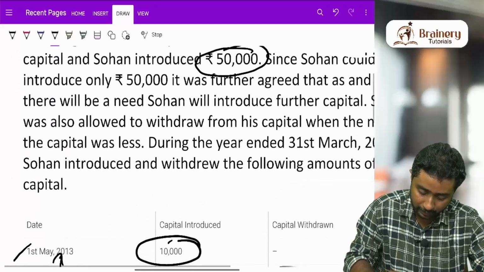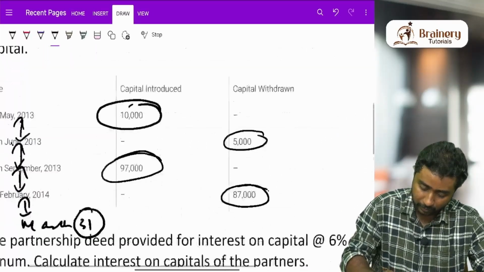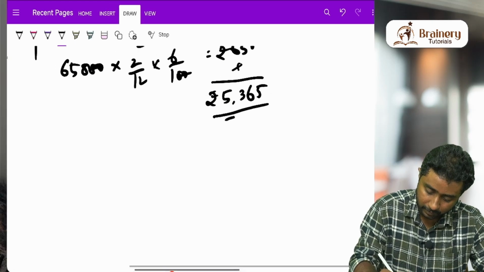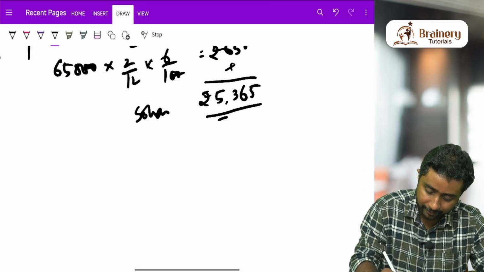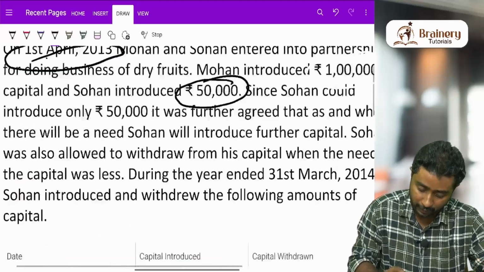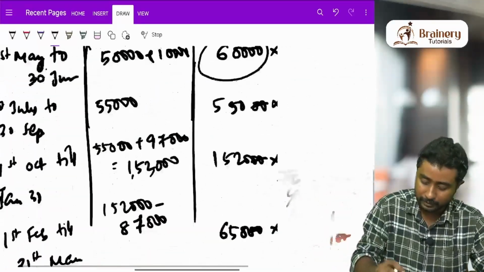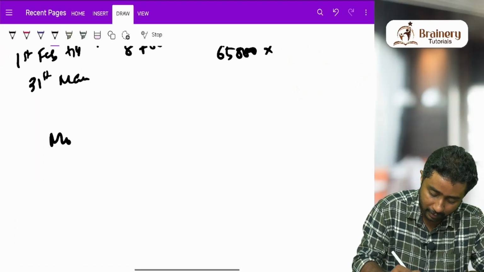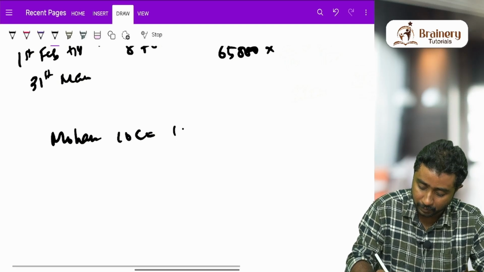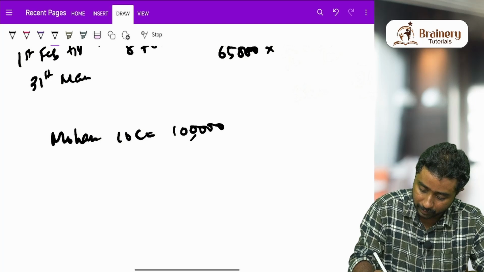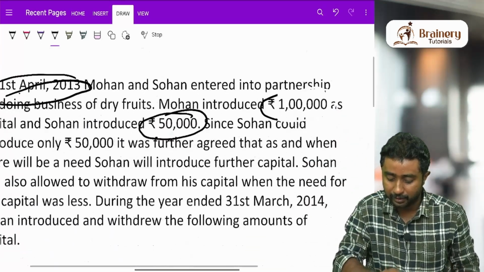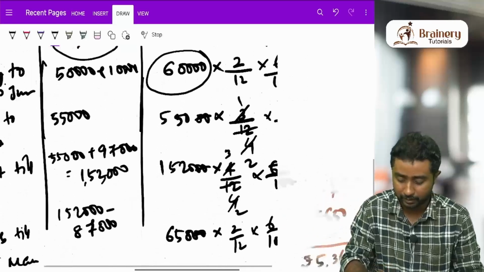Now for one person the amount is done. That is the complicated part we have done, and so Sohan's amount is there. This is Sohan, but they have asked us to calculate the interest on capital of both the partners. So basically the next person, who is that? Mohan. Mohan's interest on capital calculation is very easy. How to calculate? He has invested how much? 1 lakh rupees in the beginning of the year itself. It is mentioned, right? On 1st April 2013 both of them have invested 50,000 and this one.